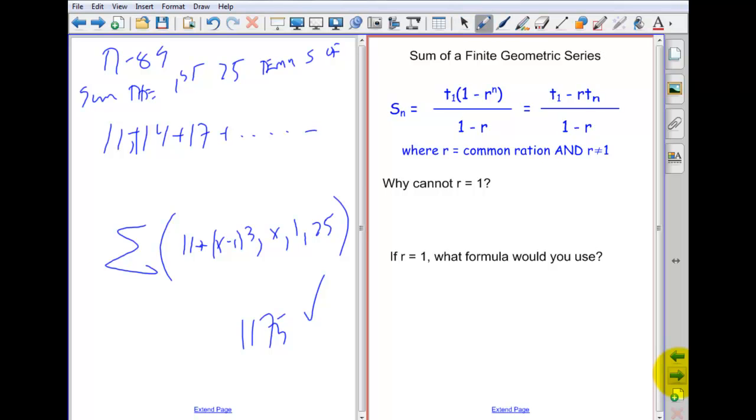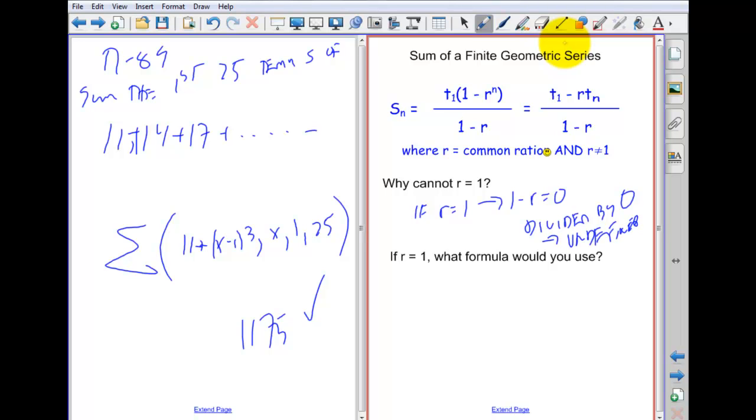That should be ratio. Let's just put a little happy face there. And r is not equal to 1. It can't equal 1 because it'd be infinite then, right? If r equals 1, then 1 minus r equals 0, and we're dividing by 0. Undefined, right?